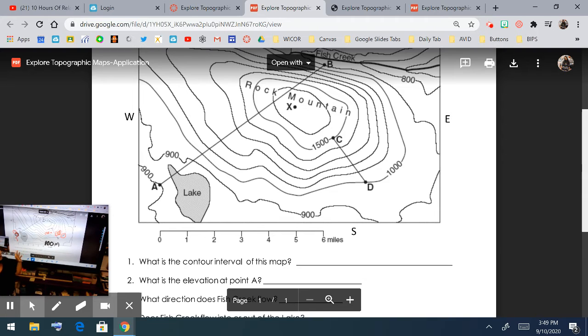So you literally, y'all, just kind of find what this is called, a contour index, and it gives you a number that then you can figure out what the other numbers are. So for example, if you know the contour interval is 100 and this is 800, what's the next line up going to be? 900. Woohoo! Awesome.